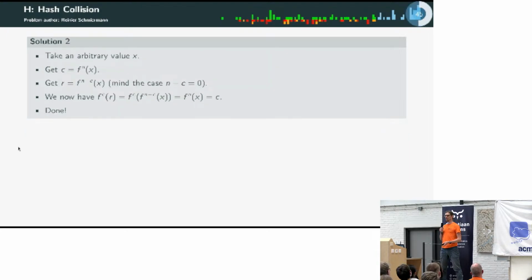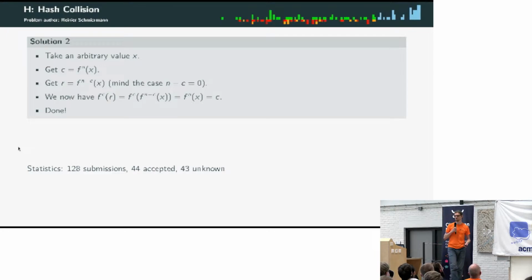Around half the teams did this, half the teams did the complicated solution, and a few teams tried a randomized approach based on the birthday paradox that sometimes passes, but we had a lot of test cases against this. So it had quite a lot of wrong answers, but also quite some accepted. And Paul will go on with the next problem.